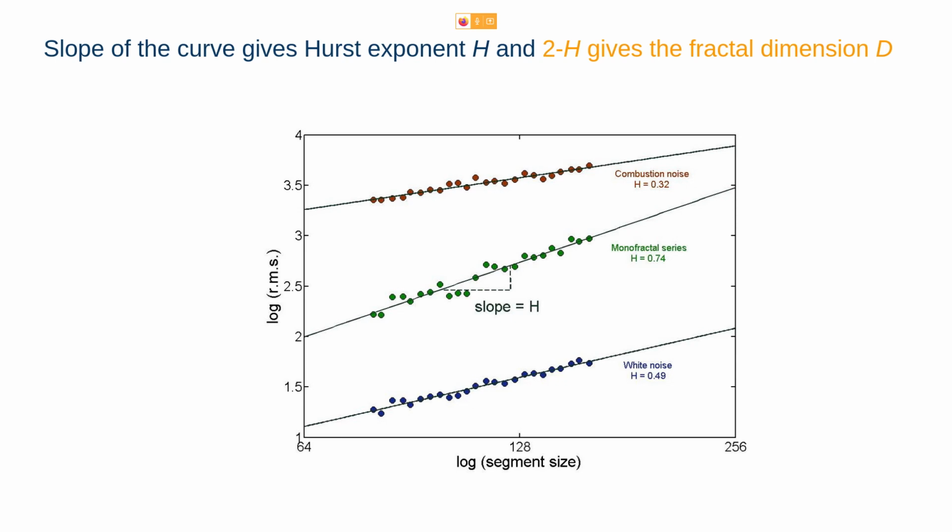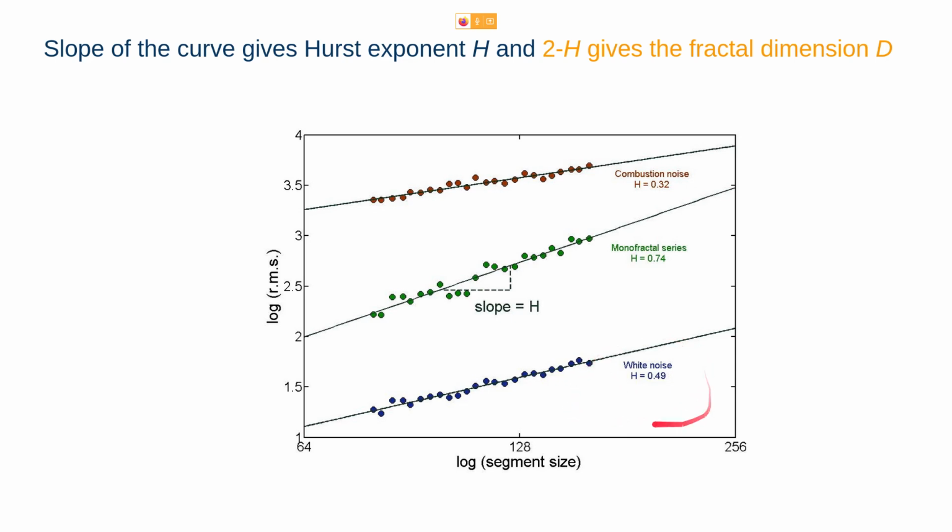Now if you observe here, for the initial combustion noise case where you had a chaotic time series shown here, you can see that the Hurst exponent remains nearly at 0.32, whereas for a monofractal time series where you had a single fractal dimension for the entire system, the Hurst exponent lay nearly at 0.74, so it's way above 0.5. And if you observe white noise shown here, the Hurst exponent is nearly at 0.49. So this 0.49 is our reference when you are talking about Hurst exponents.